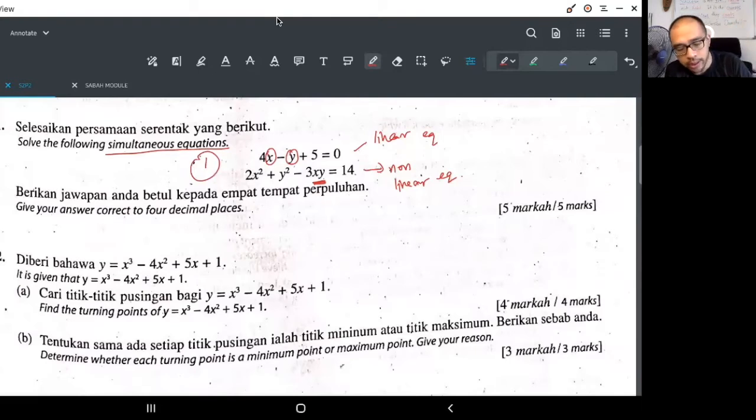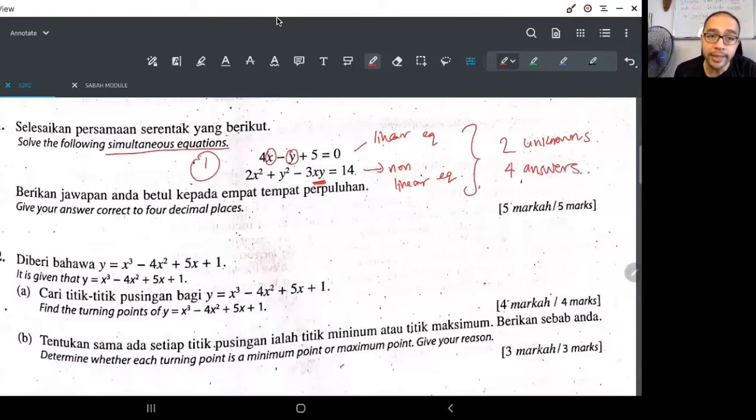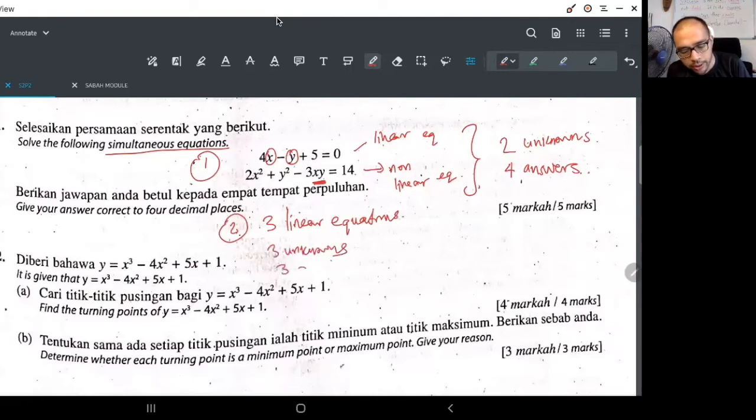Okay, and usually, if this is the kind of question, there will be only 2 unknowns. Okay, 2 unknowns, 1 linear and 1 non-linear. The 2 unknowns, of course, are X and Y. Okay, and usually the 2 unknowns will have 4 answers. Okay, 2 for X and 2 for Y. Now, the second type of question is the simultaneous equations that involve 3 linear equations. Okay, but 3 unknowns and only 3 answers. And generally it's X, Y, and Z.